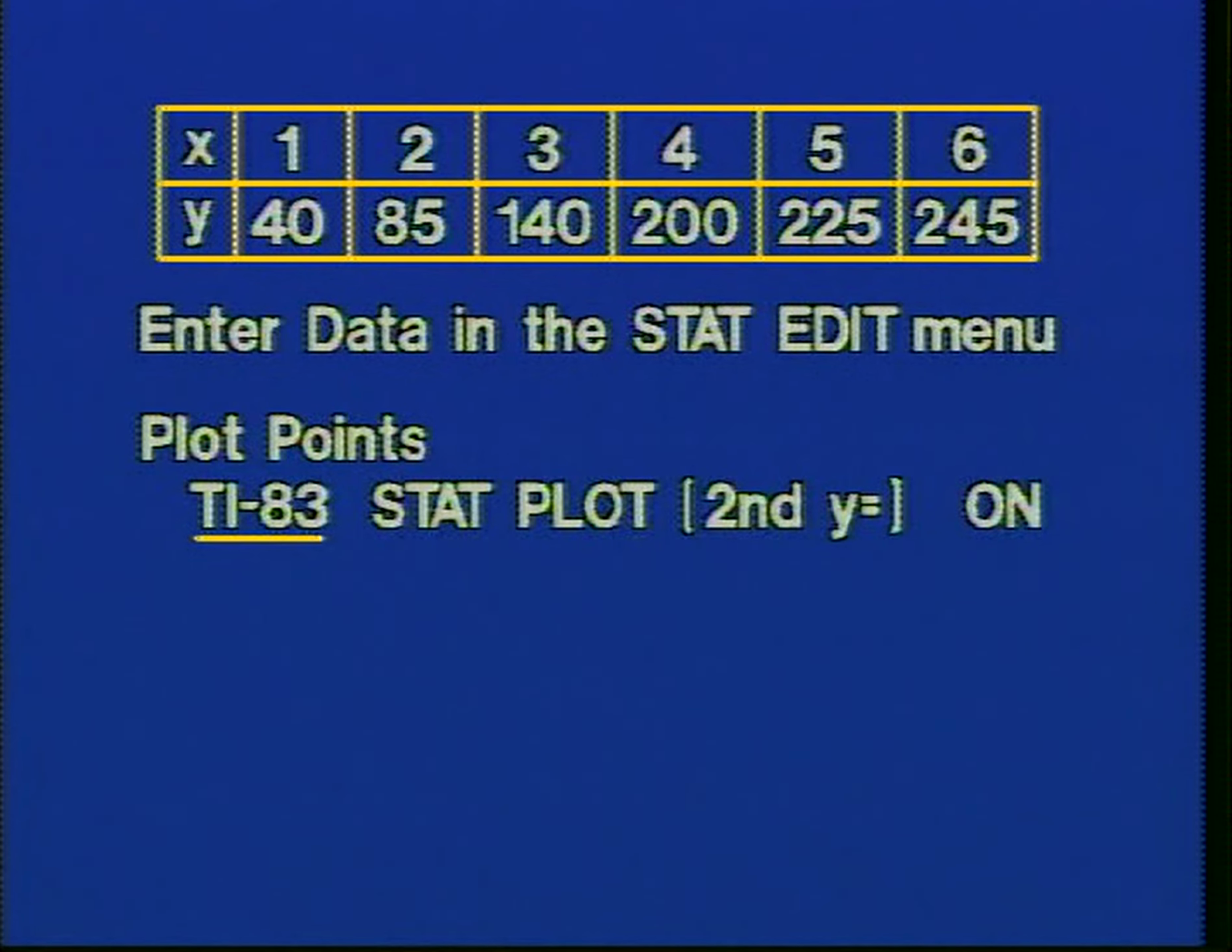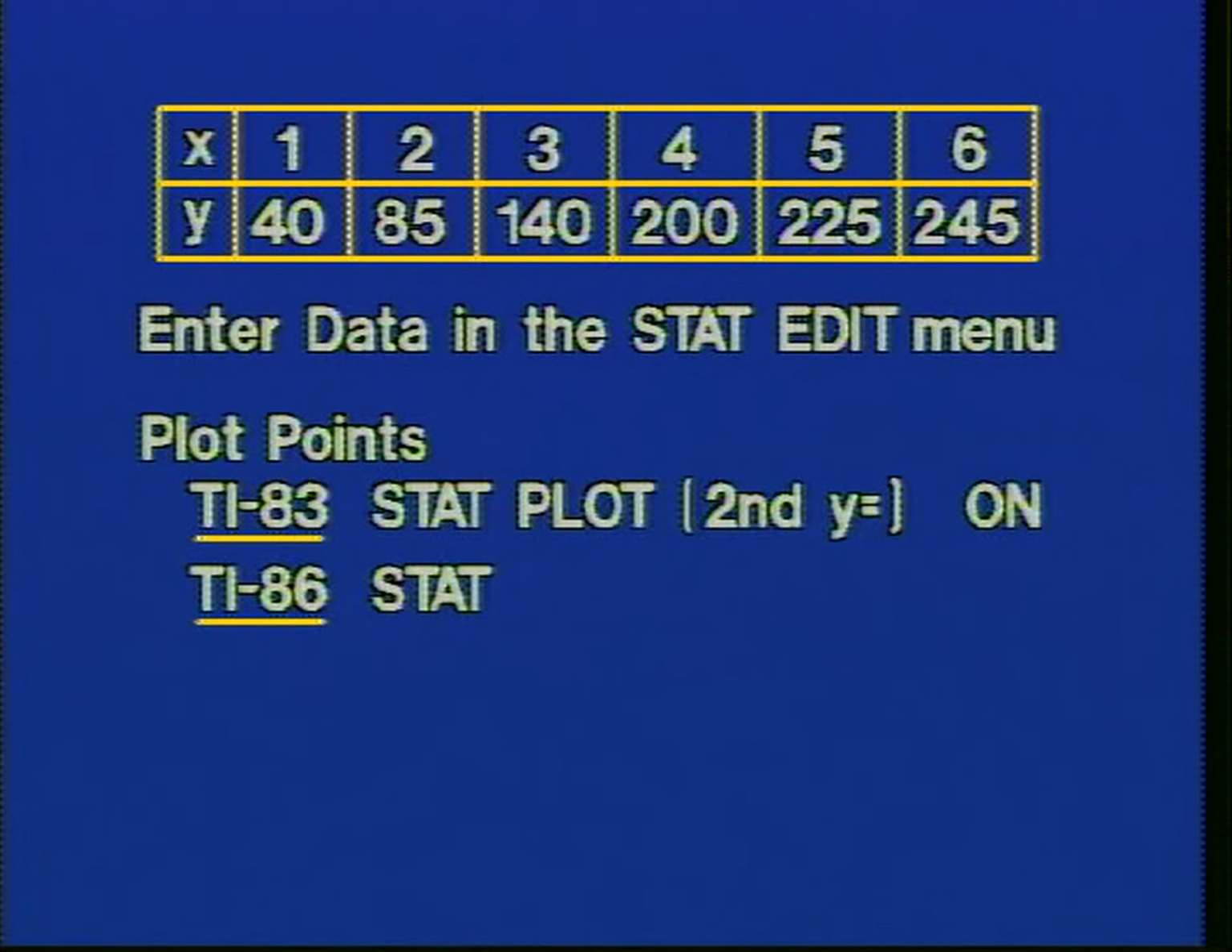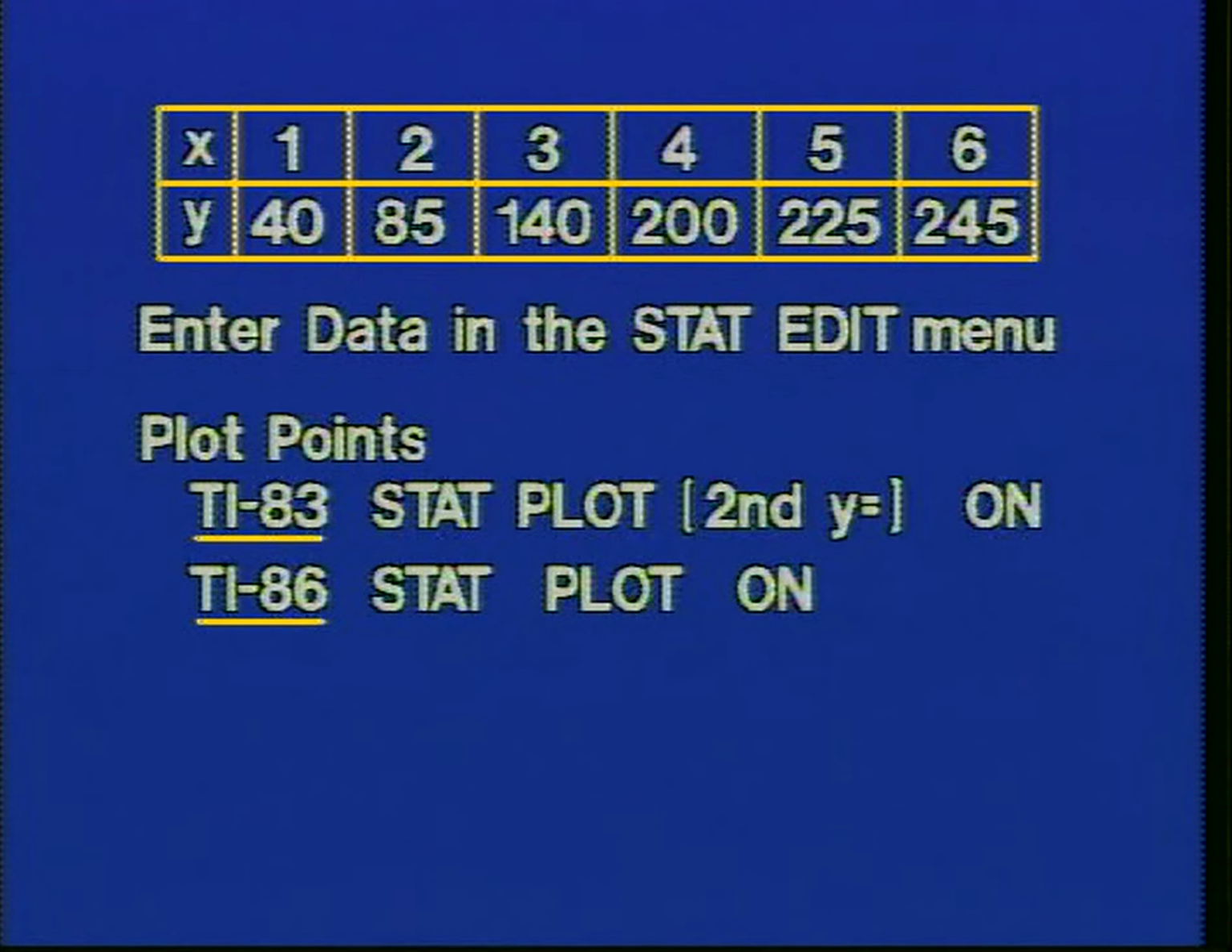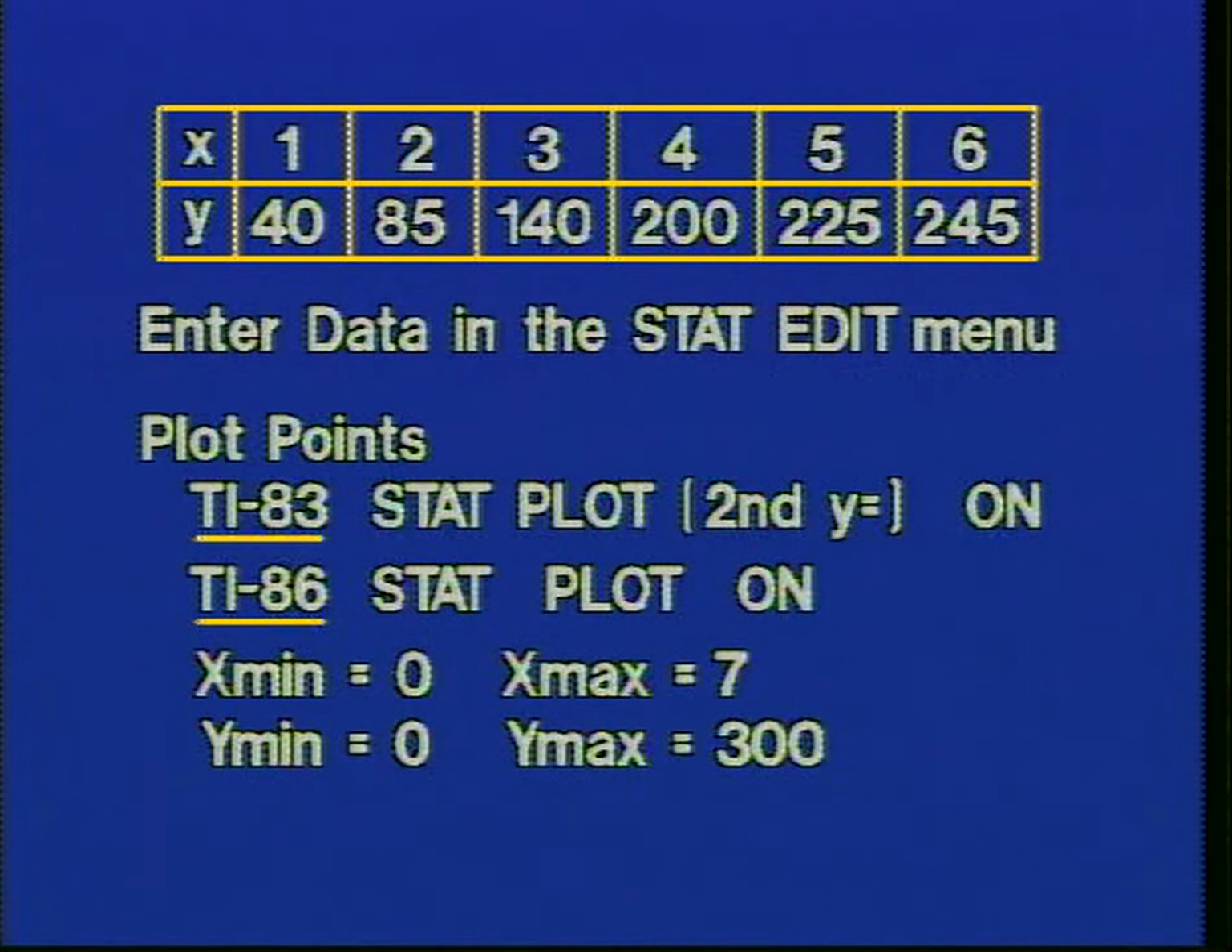Now, on the TI-86, this same idea is accomplished by first pressing the button marked Stat and then selecting at the bottom the item for plot, and then turn the item on. So it's a very similar notion. Then we want to set up our window so that we can see the stat plot effectively. We contain all of the information.